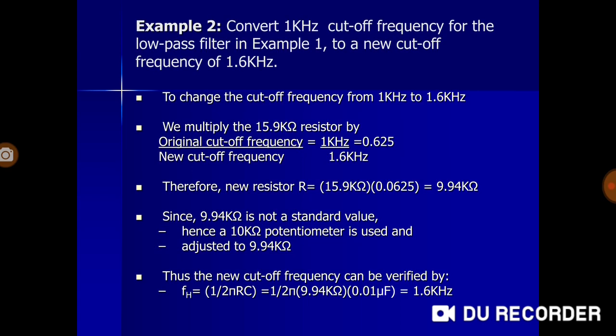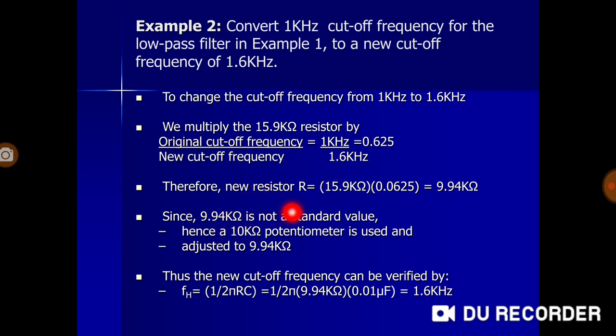Now we come to the one example where we are applying frequency scaling. Suppose we convert the 1 kilohertz cutoff frequency of the low pass filter in example 1, the earlier one that we did, to a new cutoff frequency of 1.6 kilohertz. So what we just need to do is find the ratio of original cutoff frequency by new cutoff frequency, 1 kilohertz by 1.6 kilohertz, that is 0.625.